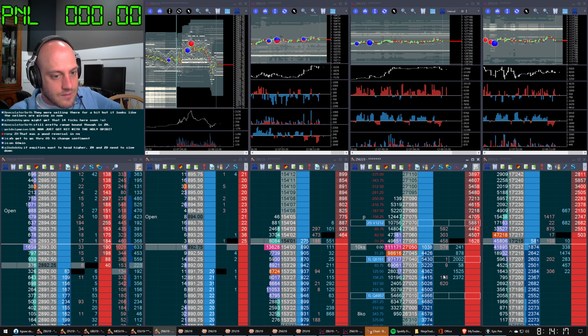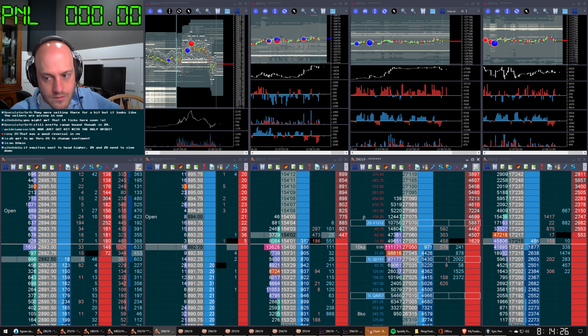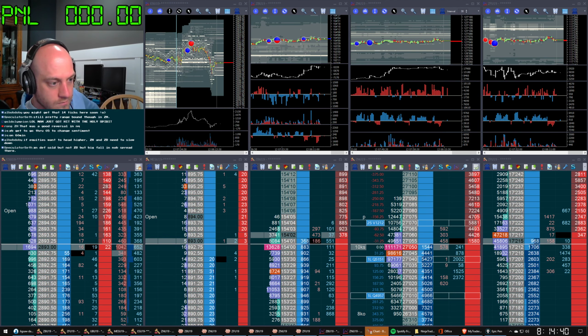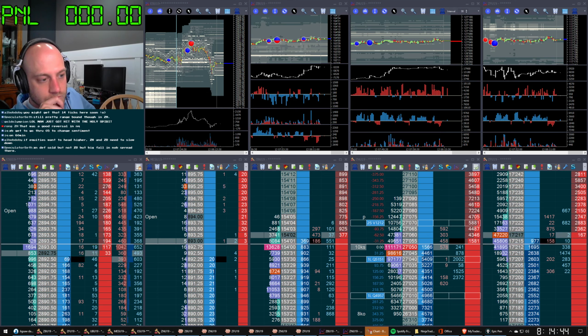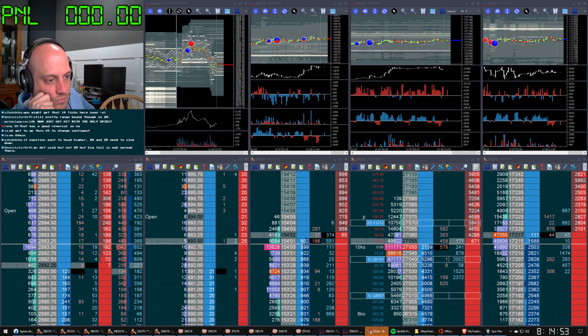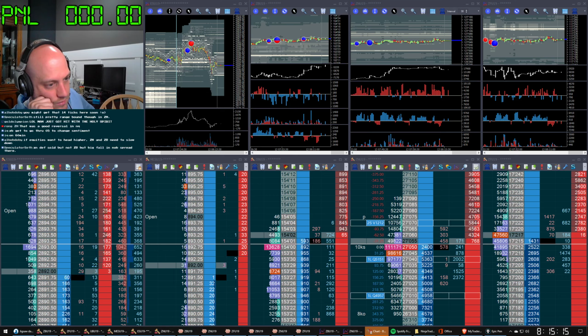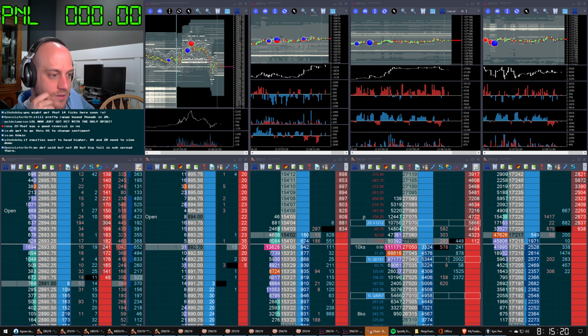If equities want to head higher, ZN and ZB need to slow down. Well, the 10-year definitely sold there. Nope, see, that's not what I want to see at all. Because that says to me '05 is not the balanced price. And if we've come back and the balanced price is one tick higher, that's not a good sign for us.